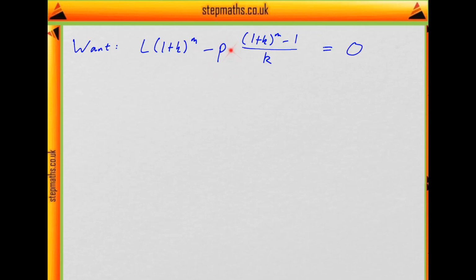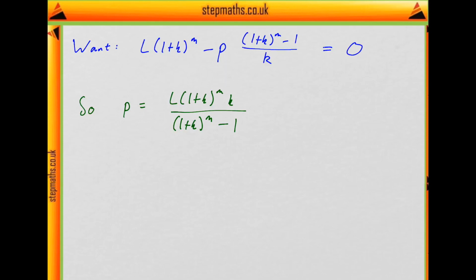So this is our expression we're setting equal to 0, and we were told to find P. So we just want to rearrange this for P, but that's fine. We can just bring this term over to the right and then divide by this. If we're dividing by this, that's the same as multiplying by k and dividing by this on the bottom. So we get L times 1 plus k to the m times k, divided by 1 plus k to the m minus 1.